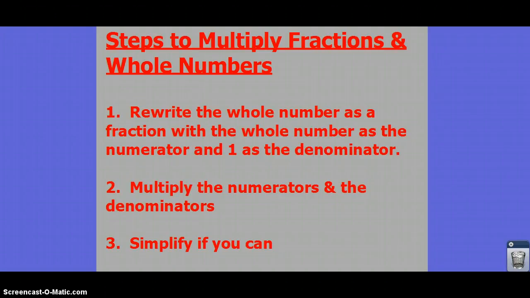And all you've got to do there is you have to rewrite the whole number as a fraction with the whole number as the numerator, the top number, and 1 as the denominator, or your bottom number. Then you multiply the numerator straight across, and then you multiply the denominator straight across, and then you simplify.